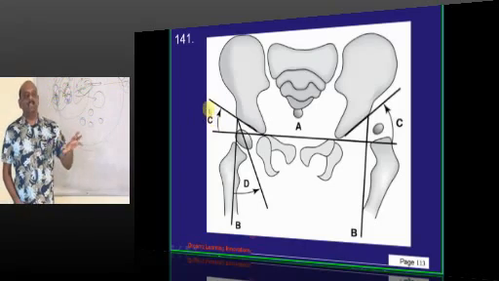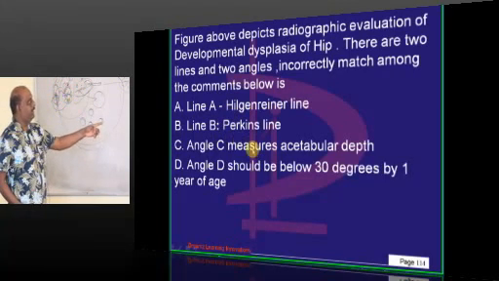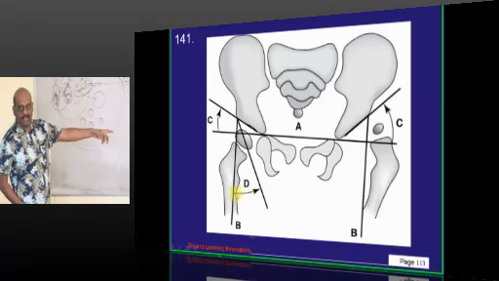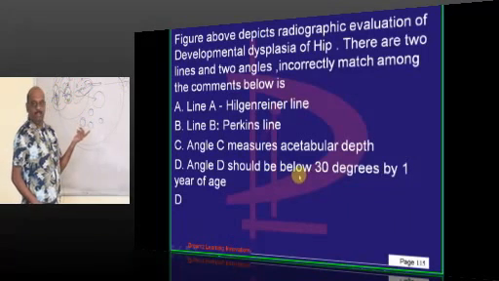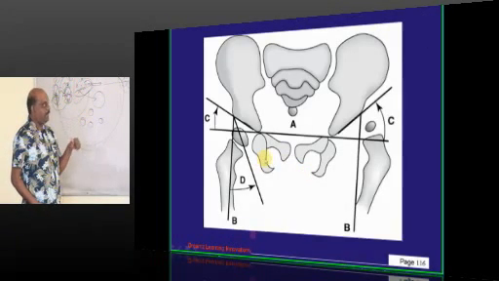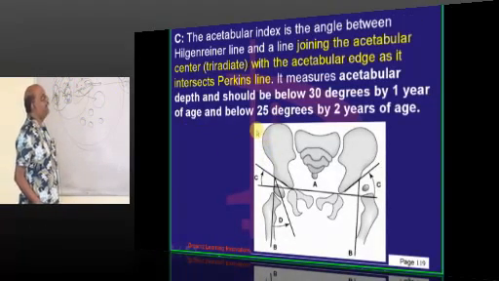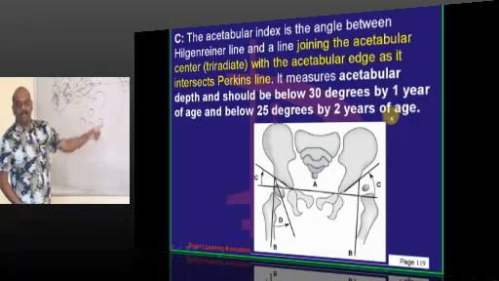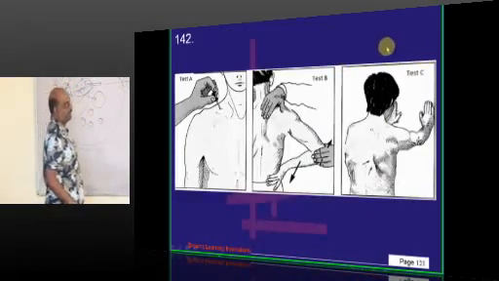Now the various lines on the radiograph, Perkin's line, Hilgenreiner's line, etc. So what we are seeing, this angle D, acetabular angle, it is typically more than 20, but after the first year of life, not before, is the point of interest. So it takes at least by 1 year 30 degrees and below 25 degrees by 2 years of age. That's a point of interest in congenital dislocation.